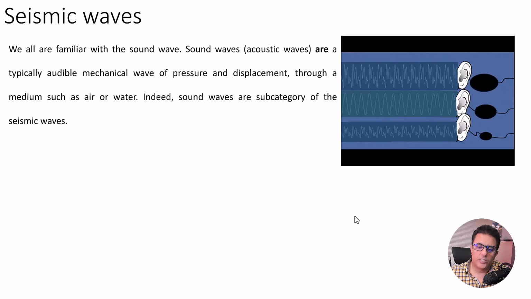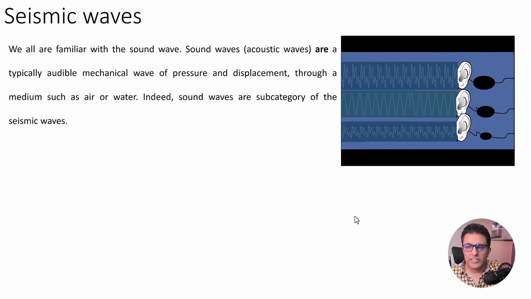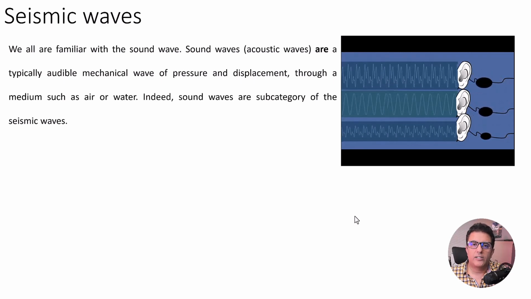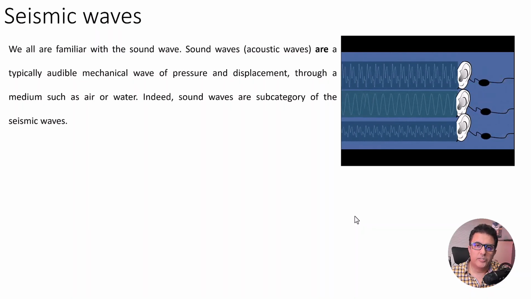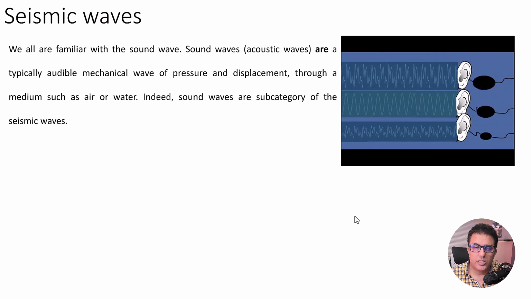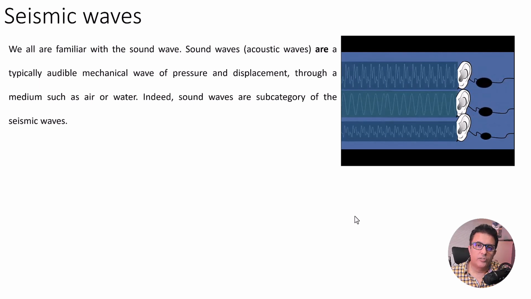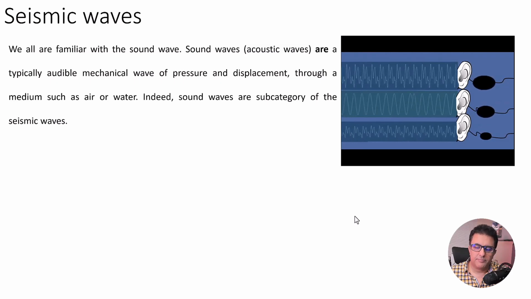Indeed, we deal with seismic waves in our daily life. For example, the acoustic wave or sound wave that we deal with in our life, and this is how we are able to communicate with each other, is a subcategory of seismic waves. So indeed, our larynx is a kind of seismic source that produces some seismic signal, and our ears are two seismic receivers.